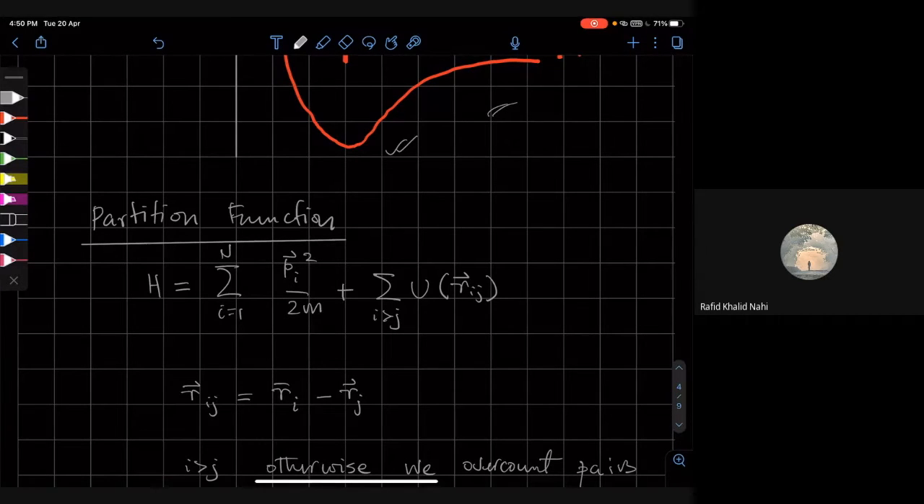But if we think from the perspective of a canonical ensemble, then I think it's more... I see, I see. Okay. Yeah.